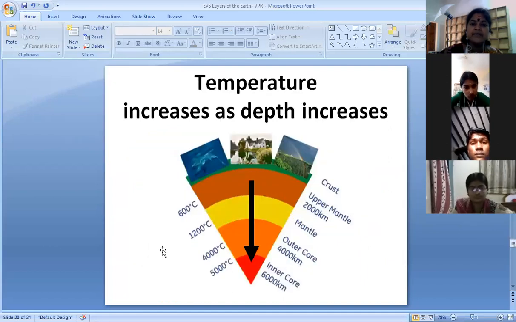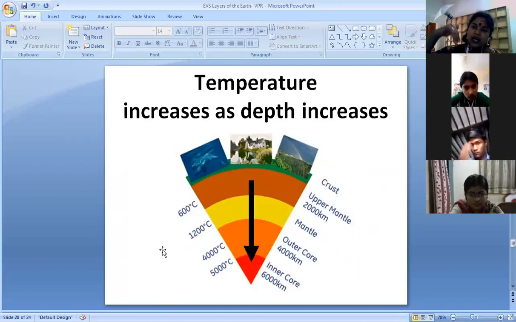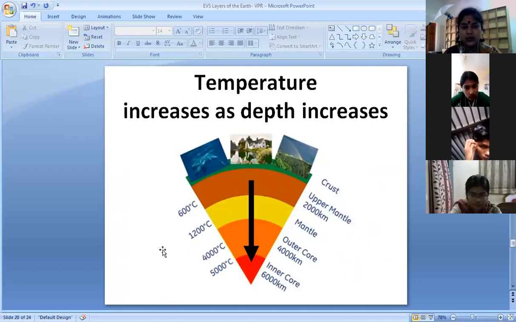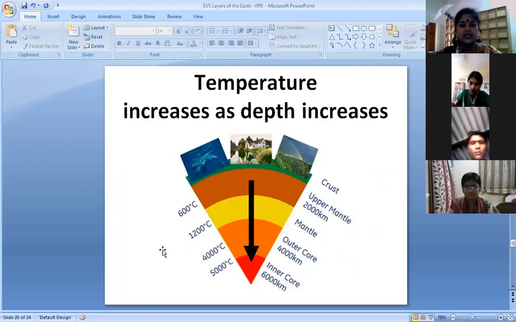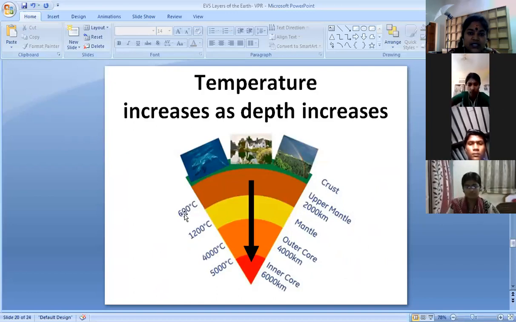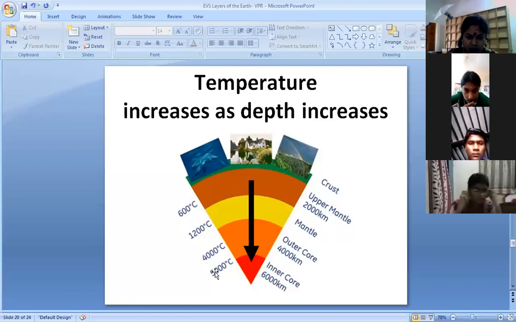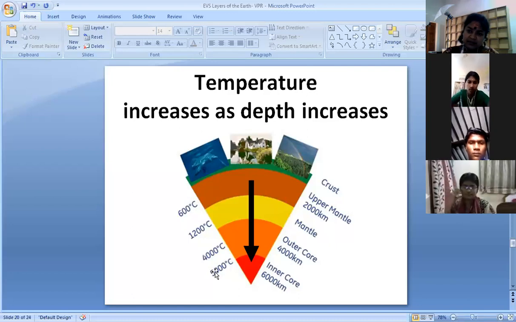The next is, the temperature increases as depth increases. As we go deeper, the heat keeps increasing. Okay, the temperature increases as depth increases. See, look at this. Above, the crust, then upper mantle 2000 kilometer, here see 600 degrees Celsius. Then mantle 1200 degrees Celsius. Then outer core 4000 degrees Celsius. Then inner core about 6000 kilometer from the crust. Okay, so it consists of 5000 degrees Celsius.